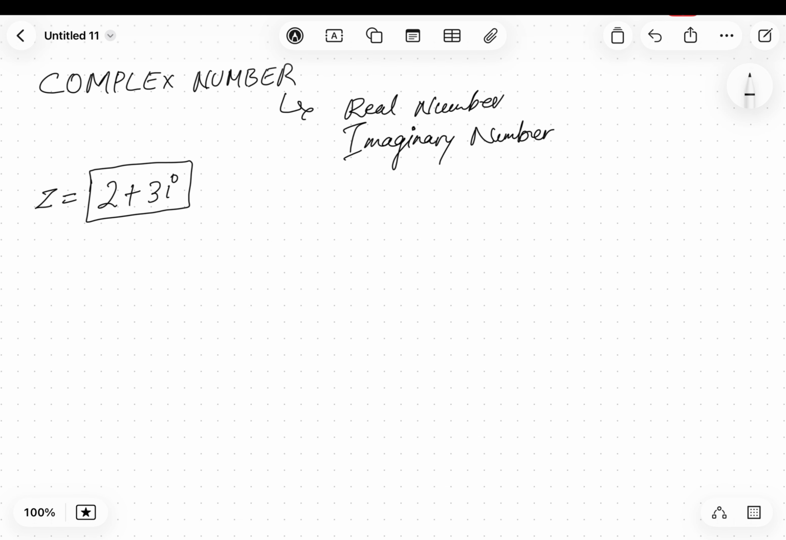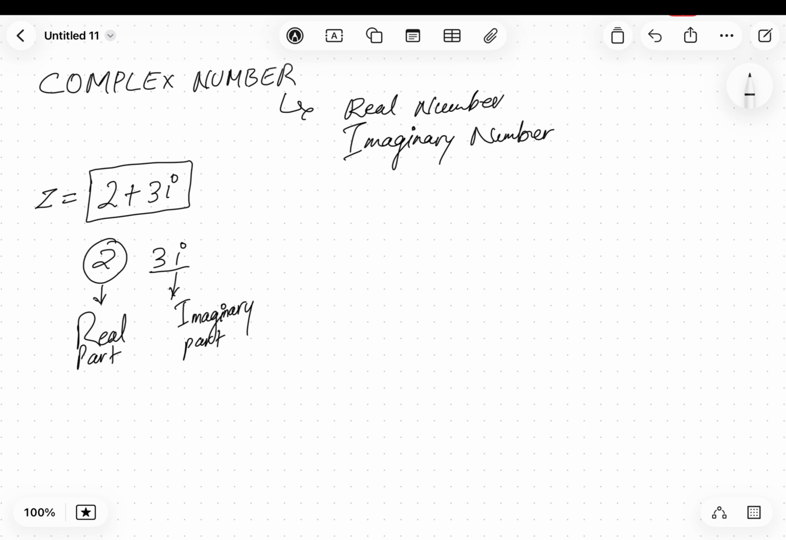Now you see there are two parts, first one 2 and second this 3i. So this 2 is called the real part, and this 3i is called the imaginary part. And this 2 and this 3 both are real numbers. Okay, so now let's see the algebra of complex numbers.